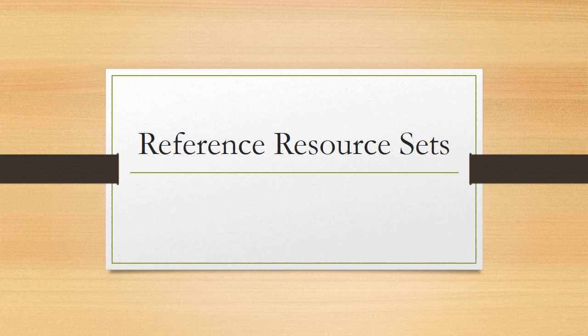I'd like to take a few minutes now and discuss the reference resource sets that you have to do throughout the course. There are 3 different reference resource sets. The first one covers chapters 5, 6, and 7 in your textbook. The second one covers chapters 4, 8, and 9. And the third and final resource set covers chapters 10, 11, and 12.